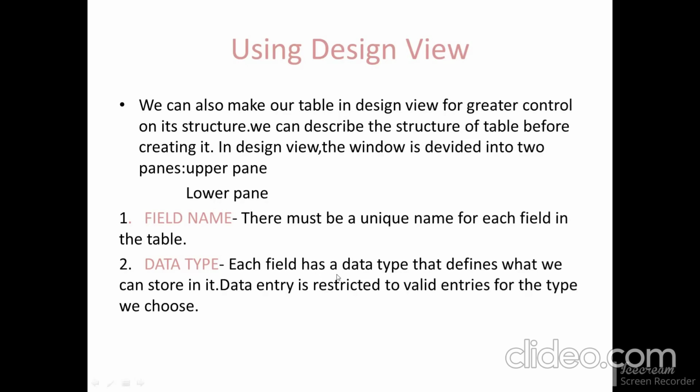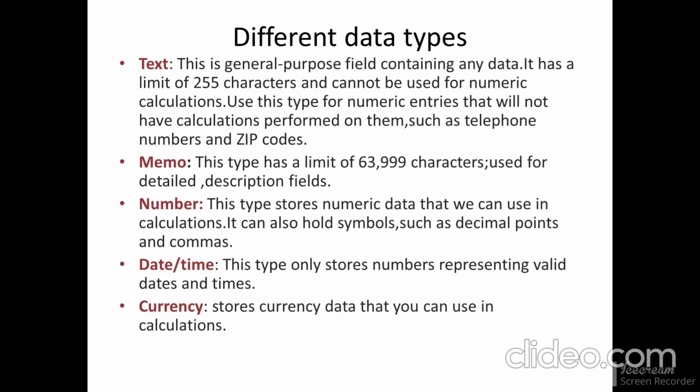Data type: each field has a data type that defines what we can store in it. Data entry is restricted to valid entries for the type we choose. Field name means column names, right? Different data types: now we study the different data types that we can enter in our field. First is Text. This is a general purpose field containing any data.